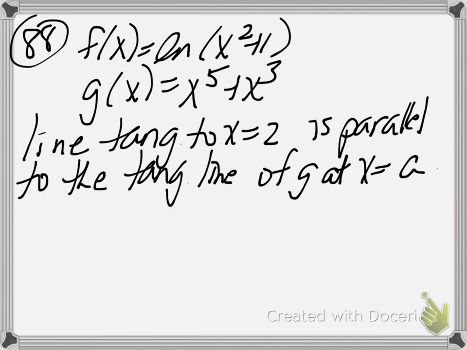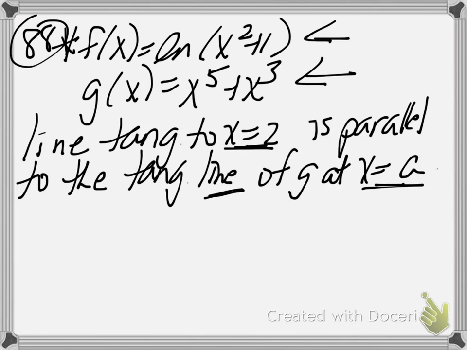Okay, here's 88. We're towards the end now of these multiple choice questions, and they will get crazier and crazier. So basically, here's what you were given. You're given an f of x function, you're given a g of x function. And you're told that the line tangent to the graph of f at x = 2 is going to be parallel to the tangent line of g at x = a.